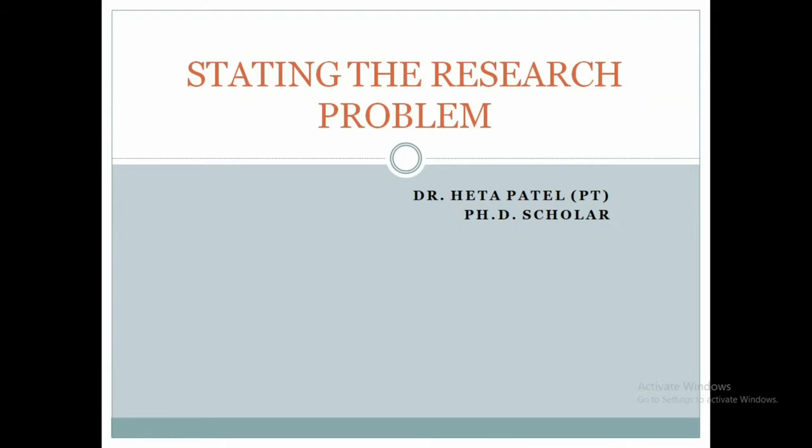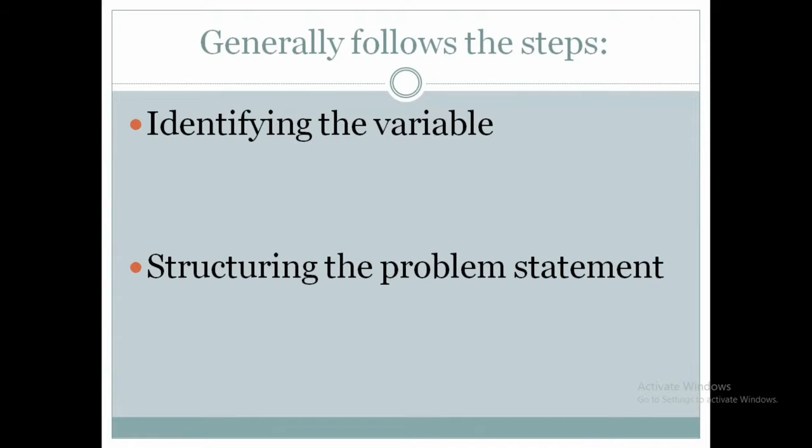In this process, it generally follows two steps. First is identifying the variable, second is structuring the statement. Now in the first component, identification of the variable, we will discuss the basic fundamentals, that is what a variable is, how to identify the different types of variable, and here I will give you examples about the different types of variable.